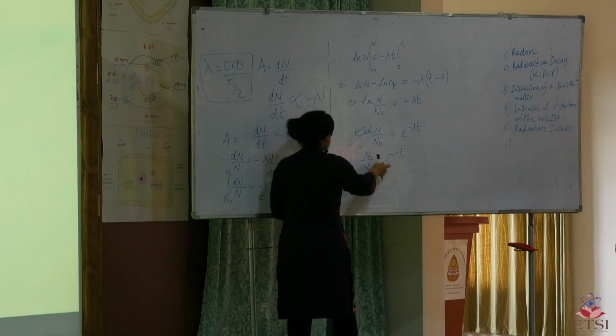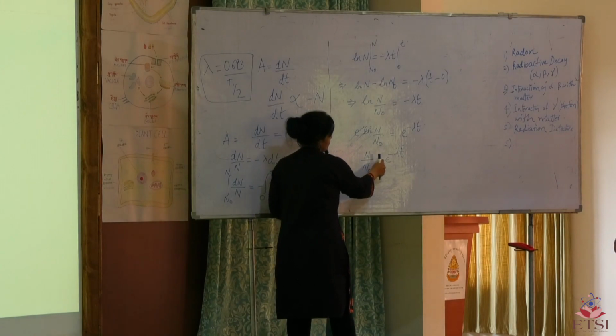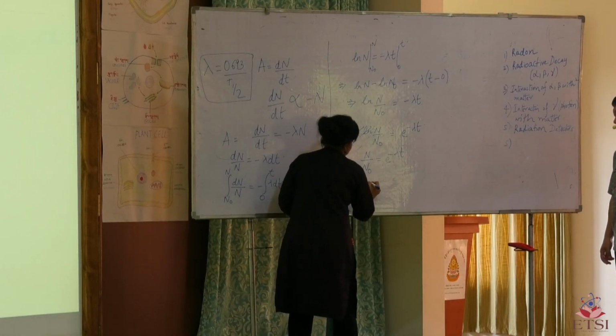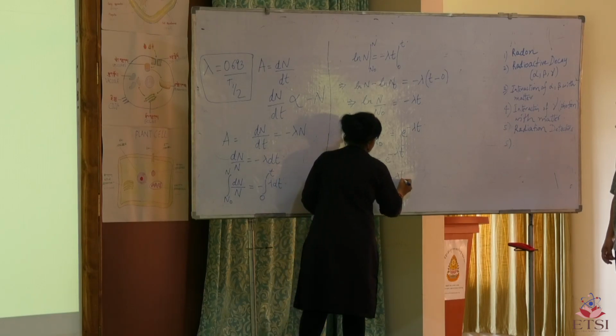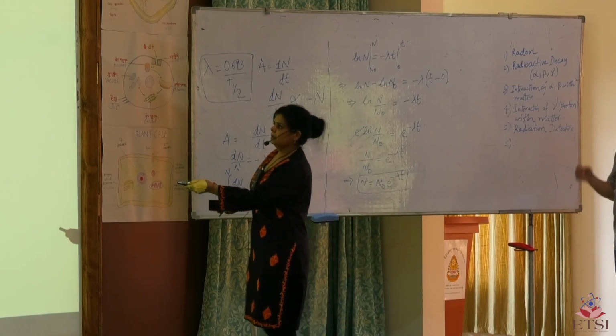I want to take this on this side. I can do that. It's in division. When it goes here, it becomes in multiplication. N equals n naught e to the power minus lambda t. This is what we have here.